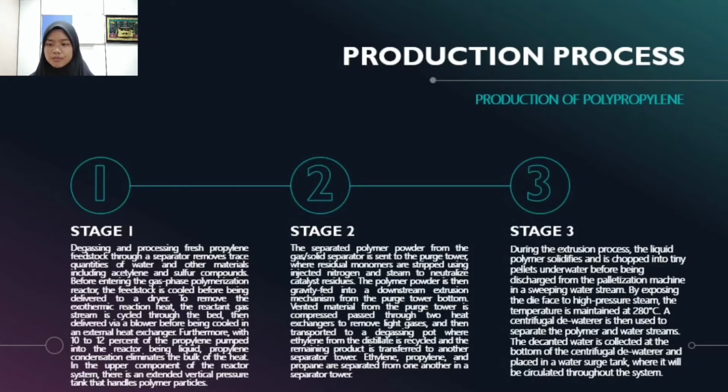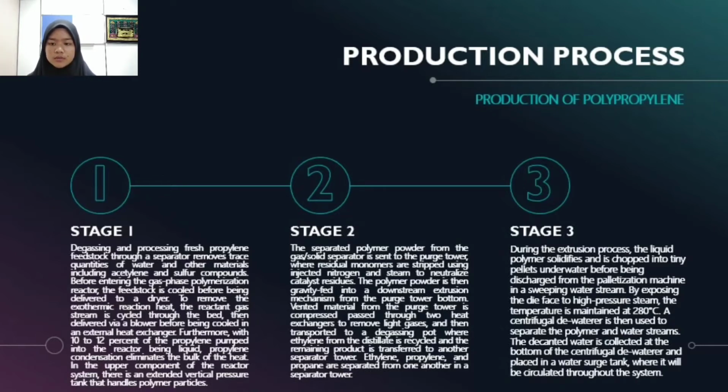Stage 2. The separated polymer powder from the gas solid separator is sent to the purge tower where residual monomers are stripped using injected nitrogen and steam to neutralize catalyst residues. The polymer powder is then gravity fed into a downstream extrusion mechanism from the purge tower bottom.